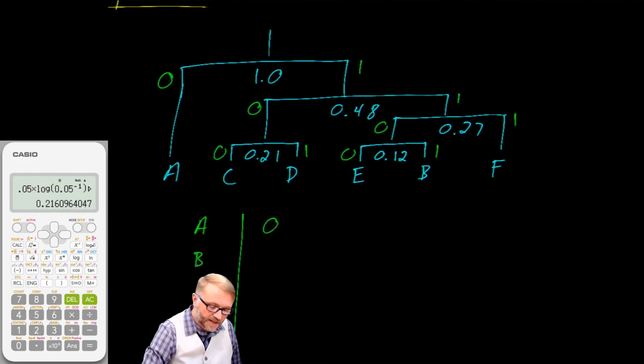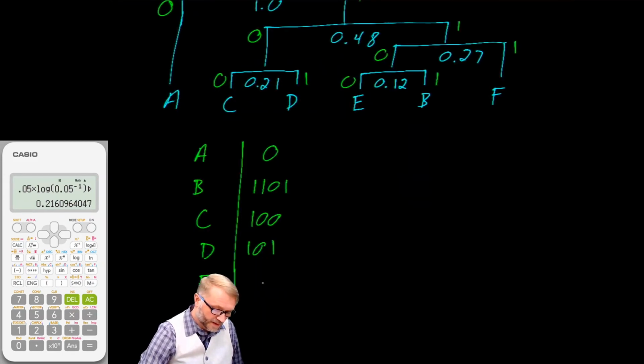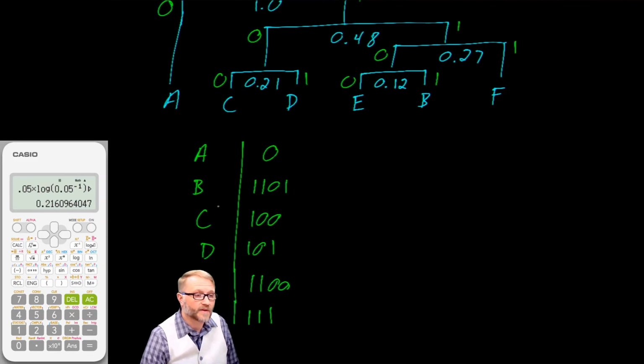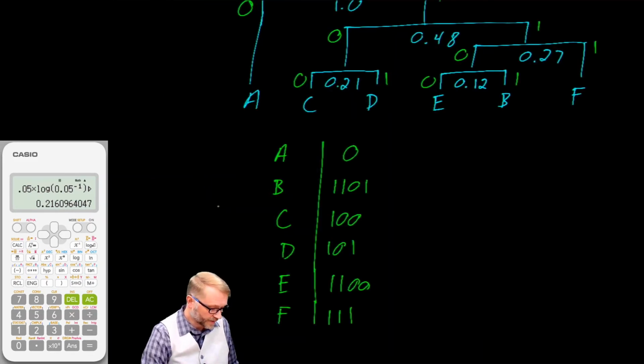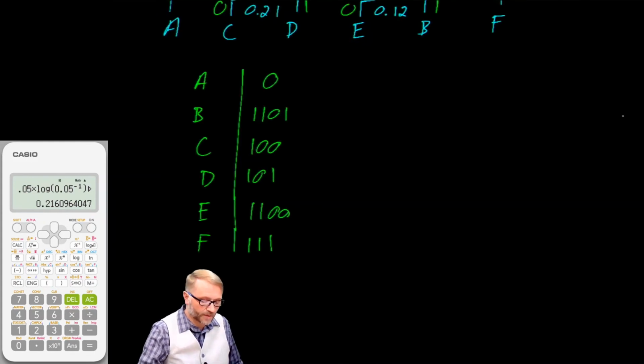The symbol B is this tree here, so it's 1, 1, 0, 1. The symbol C is encoded as 1, 0, 0. D is encoded as 1, 0, 1. E as 1, 1, 0, 0. And finally, F as 1, 1, 1. So here we have variable width encoding. And this is where things become really interesting.